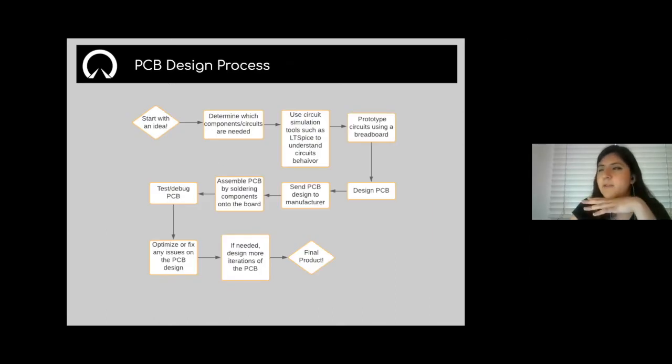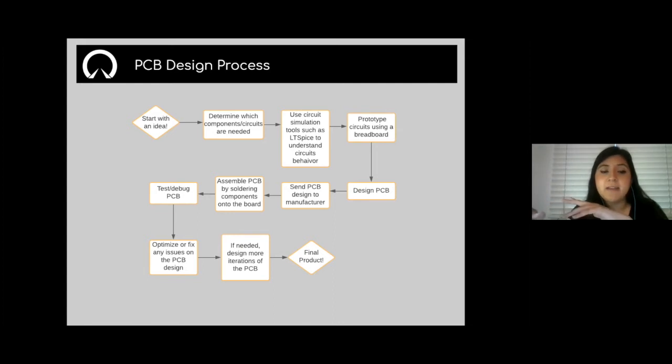So this is kind of an overview of the PCB design process. You first start with an idea. What task do you want to achieve, or what goal are you aiming for? You head into the research phase. So what components do you need? Do you need any type of protective circuitry, or how would you implement it? What type of power sources do you need? Do you need it to be DC or AC?